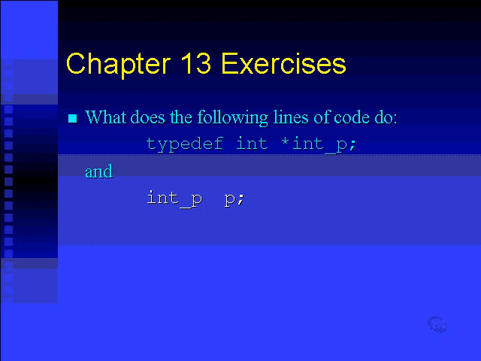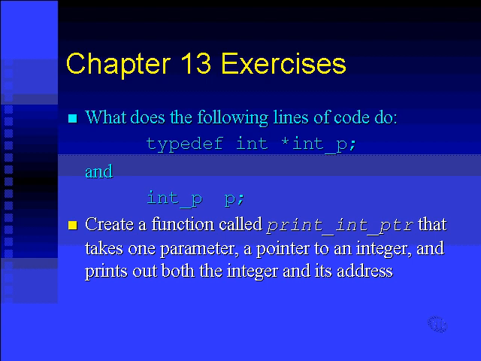Okay, let's move on. Create a function called printf pointer. And I want this function to take one parameter, which will be a pointer to an integer. And then I want that function to print out two things. I want it to print out the integer itself and the address. In other words, it'll be taking the address of an integer. I want it to print out that address, and I also want it to print out the thing that it is an address of.